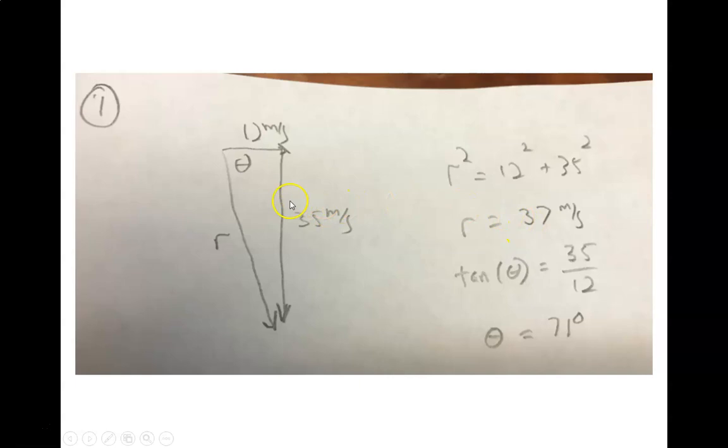And then to find the angle here, theta, we use the tangent function, opposite over adjacent, SOHCAHTOA. So tangent of theta equals 35 over 12, and we take the inverse tangent of both sides, and we get 71 degrees.